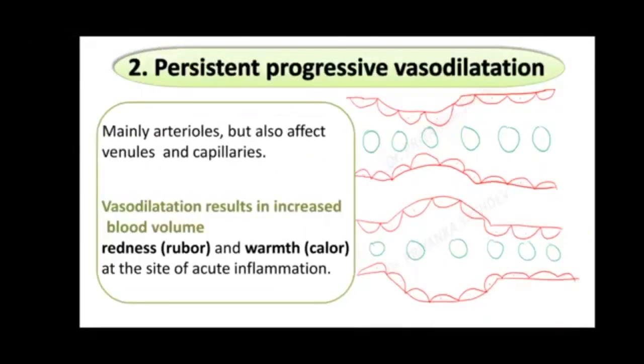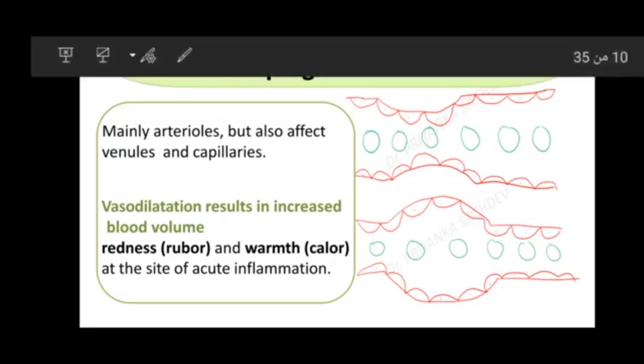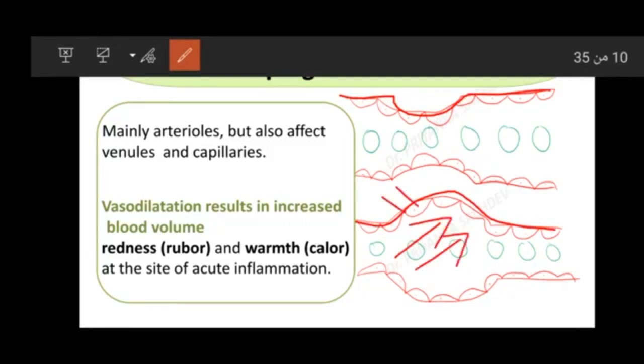Number 2, persistent vasodilation. Mainly arterioles, but venules and capillaries are also affected. Vasodilation results in increased blood volume, leading to rubor and calor at the site of acute inflammation. Now look at the figure. In the first step, vasoconstriction occurs in the blood vessels, and in this step, vasodilation occurs in these blood vessels because of the increased blood volume, which leads to increased hydrostatic pressure in the blood vessels.